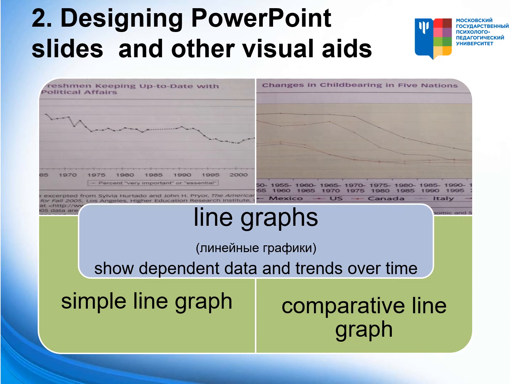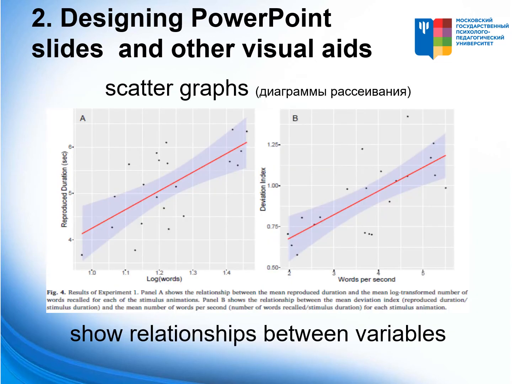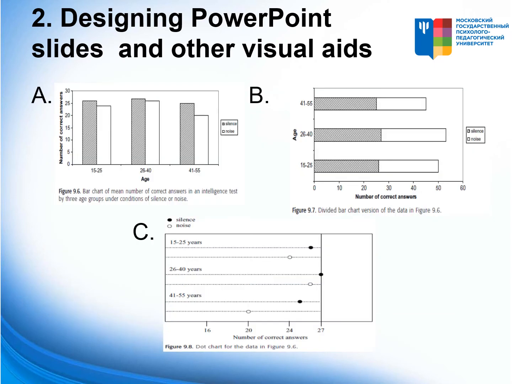Line graphs show dependent data and trends over time. Scatter graphs show relationships between variables. Now let us have a look at how the same data can be displayed by different types of figures.